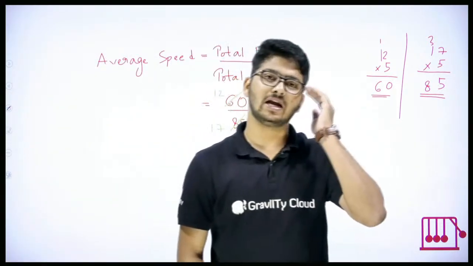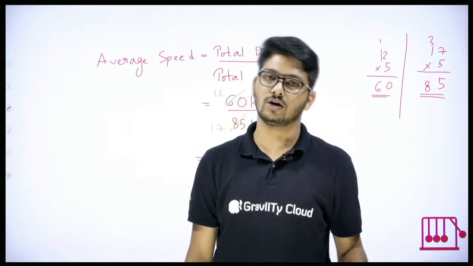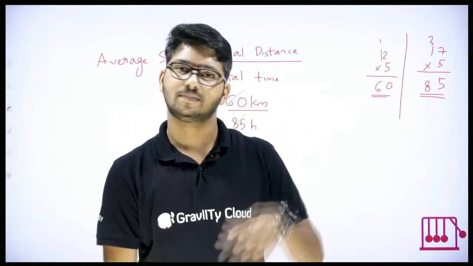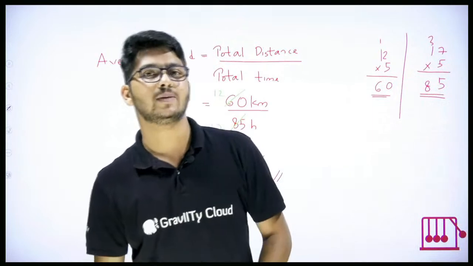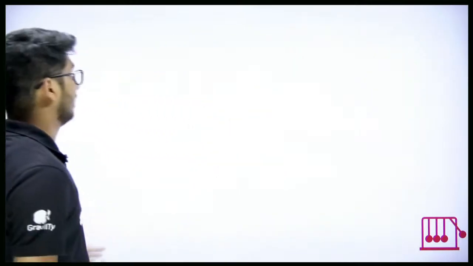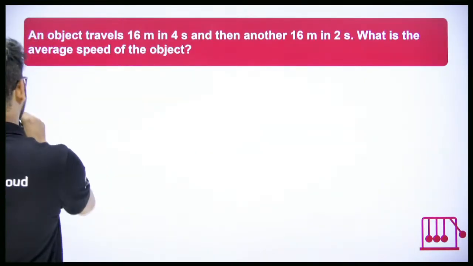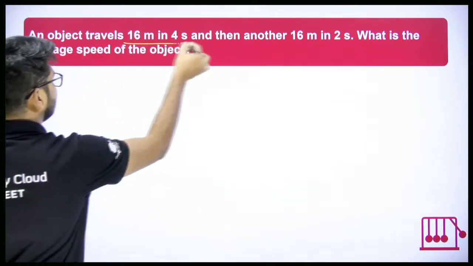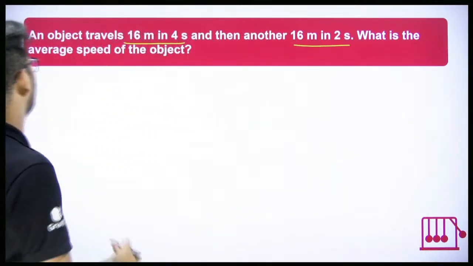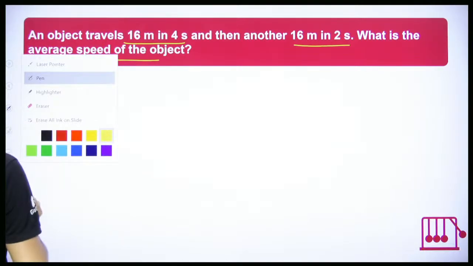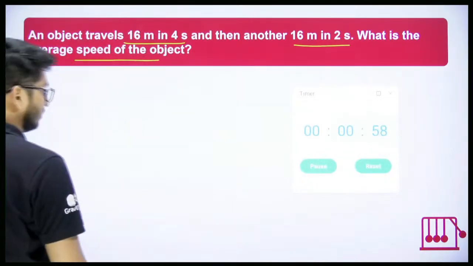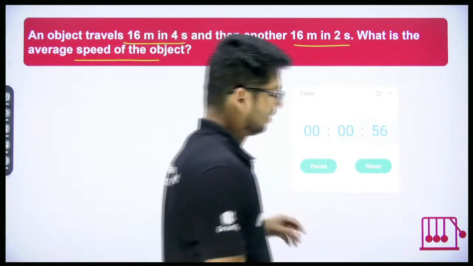Clear? So for average speed, it's a very simple formula, total distance by total time. That's it. If you stick to the formula, you will get the answer. Speed is equal to distance by time. Average speed is equal to total distance by total time. Good? Okay. Let's go into another question here. A very simple question. An object travels 16 meters in 4 seconds and another 16 meters in 2 seconds. What is the average speed of the object? I'll give you 1 minute of time. Please solve it. Everyone, please solve it.